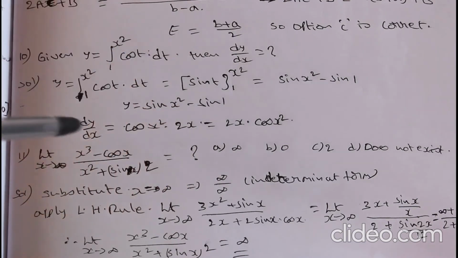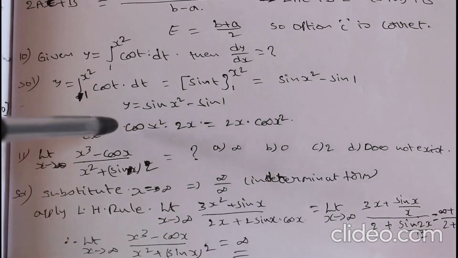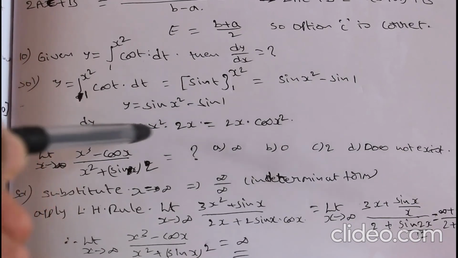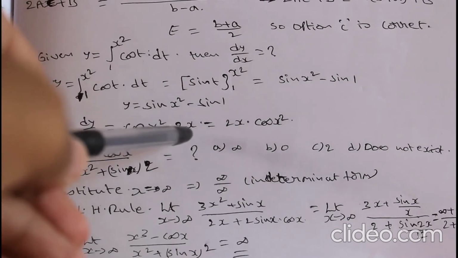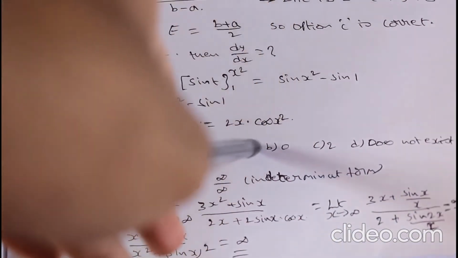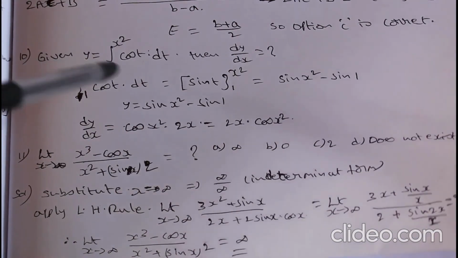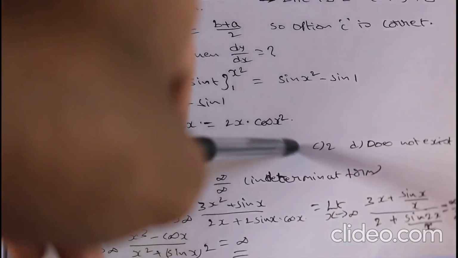Now dy by dx we have to find. So dy by dx of sin x square is cos x square, and dy by dx of x square is 2x, and dy by dx of sin 1, it is a constant, so 0. Okay, so that is equal to 2x into cos x square. So that is the answer: dy by dx for this integral from 1 to x square of cos t dt is equal to 2x into cos x square.